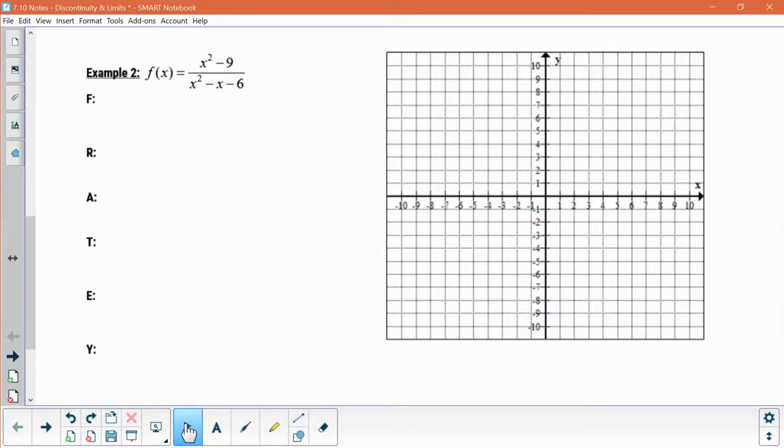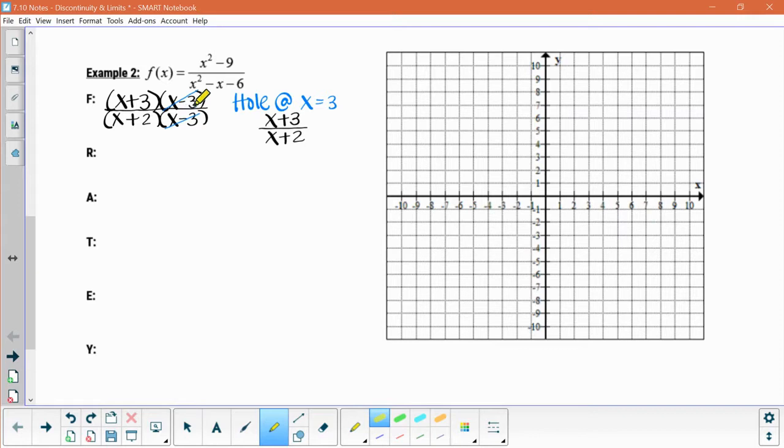I'm going to start off by factoring. My numerator factors to be x plus 3, x minus 3. My denominator factors to be x plus 2, x minus 3. Now I notice that I have the same factor in the numerator and the denominator, so I'm going to cancel that factor out, and it's going to create a hole at x equals 3. Now I just set x minus 3 equal to 0. That's where I got x equals 3 from. So I'm left over with x plus 3 over x plus 2. So this is the problem I'm going to do Frady on.